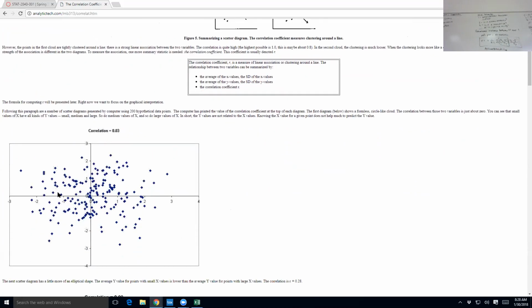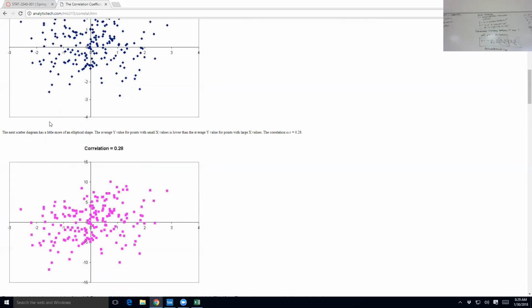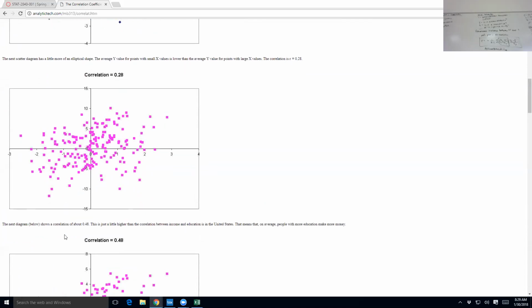So some examples here. This would be pretty close to a null plot. Correlation's 0.03. It's very rare that you're going to get exactly 0. But would you say that this would represent no correlation? Okay. This would be a correlation of 0.28. You can kind of see here as we go along that there's a general upward trend. We'd probably call that on the weak side of correlation.